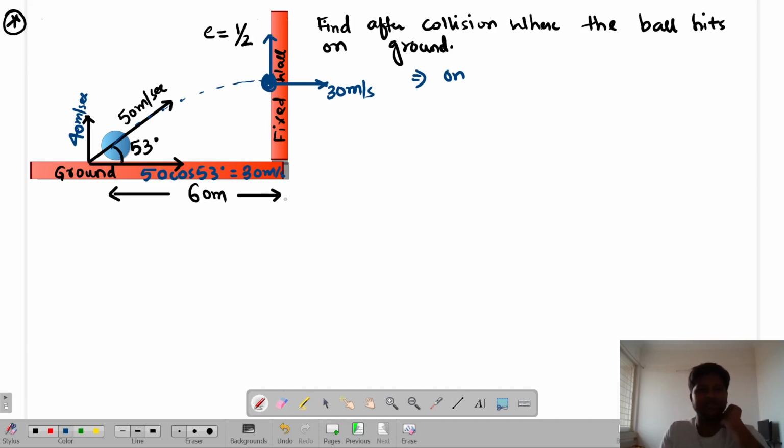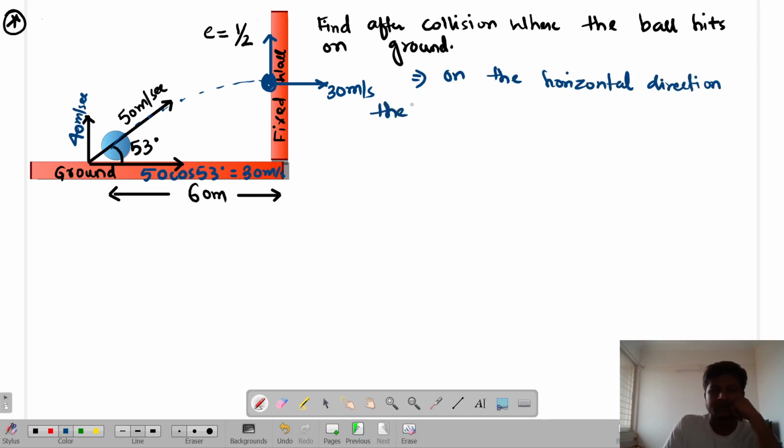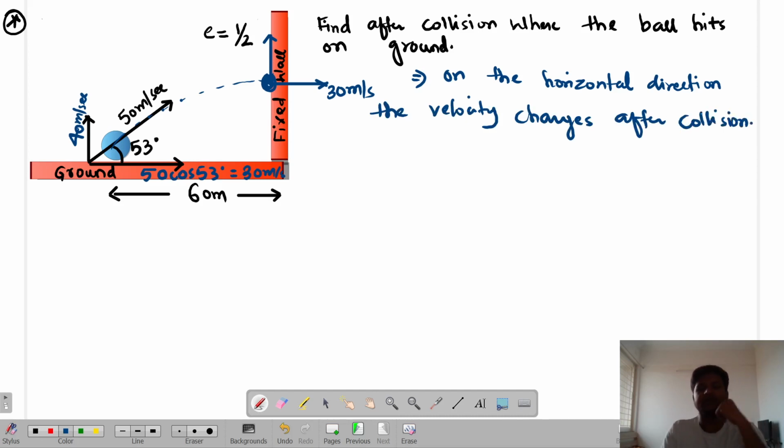But one thing is that only in the horizontal direction does the velocity change after collision, because in the vertical direction there is no such force. Are you able to get me or not? Whatever the vertical velocity was going to be, it is going to be present over there. Now we know that if this was a simple projectile, then it would have been following this path, isn't it?